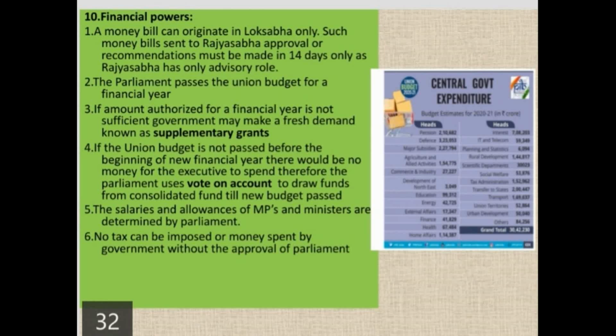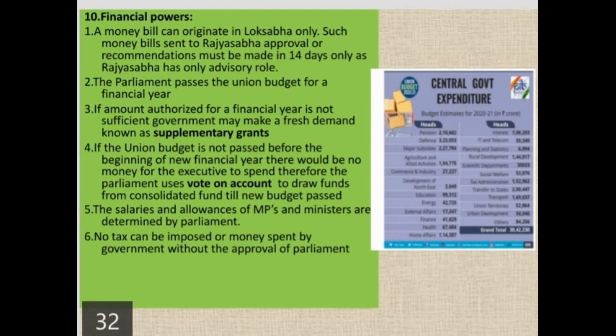And the parliament also passes the union budget for the financial year. As you know, the financial powers include the expenditure and the income for the government. When the union budget is passed during the budget session of the parliament, if the amount authorized for that particular year is not sufficient for the government, it may ask the parliament for supplementary grants. That means the amount allocated for that financial year is based on the income the government has received and the expenditure it has, and the government will seek the permission of the parliament to allocate supplementary grants.